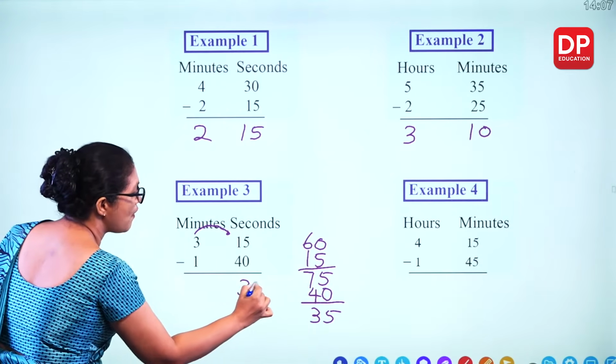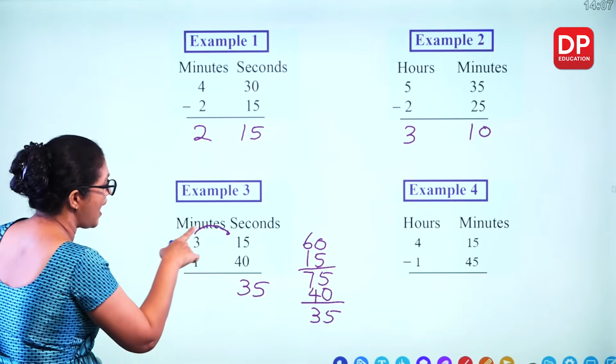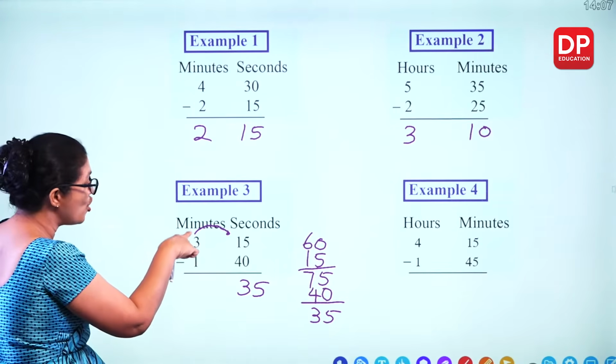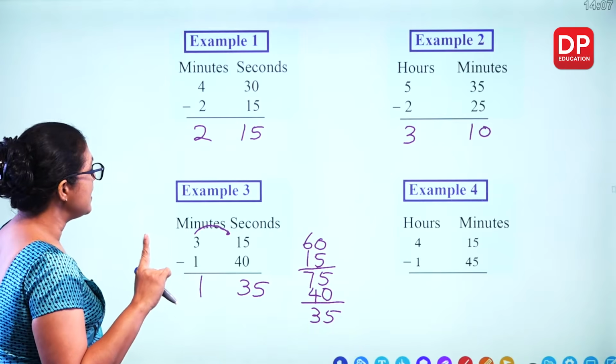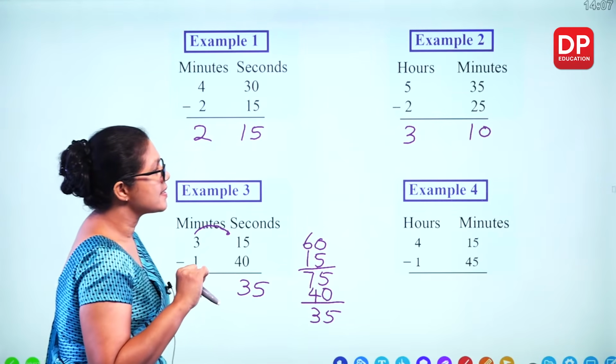35 seconds. And here this becomes 2. 2 minus 1, 1. 1 minute and 35 seconds.